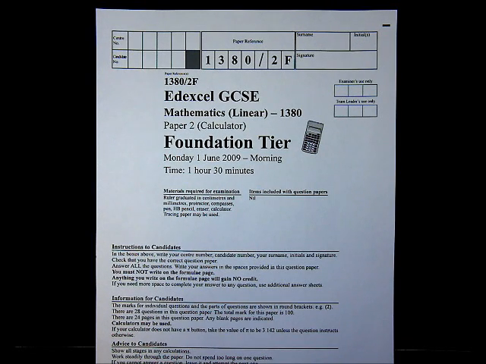Edexcel GCSE Mathematics Linear, Paper 2, Calculator, Foundation Tier. Monday, 1st of June 2009.